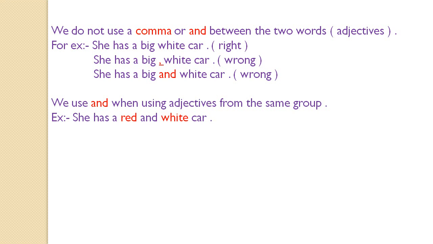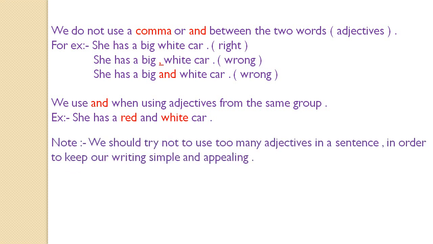For example, she has a red and white car. If you see, I have used two adjectives, red and white, from the same group, the color group. So I have used the word and in between these two adjectives. And I want to tell one thing, we should not try to use too many adjectives in a sentence. Why should we not use them? In order to keep our writing simple and appealing.